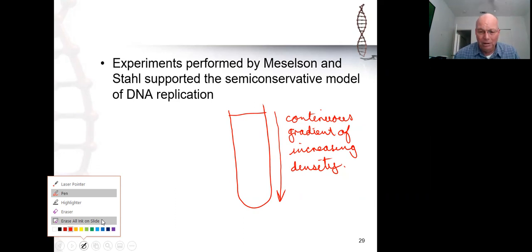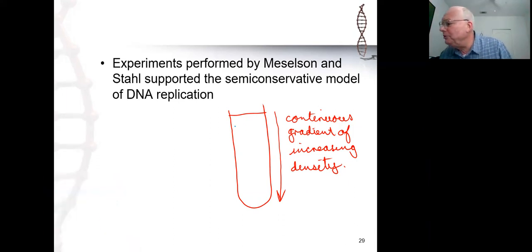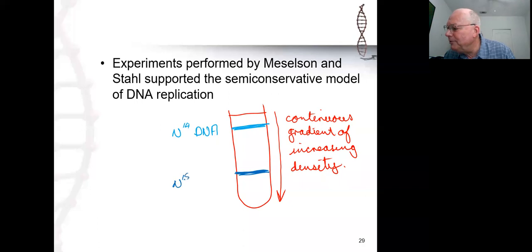So if you've got two DNA molecules, one that contains just nitrogen-14 and one that contains just nitrogen-15, they're going to move to different positions in the centrifuge tube. So you might get a band of DNA high up in the tube that contains the nitrogen-14 DNA. Further down in the tube, you would get the nitrogen-15 DNA.